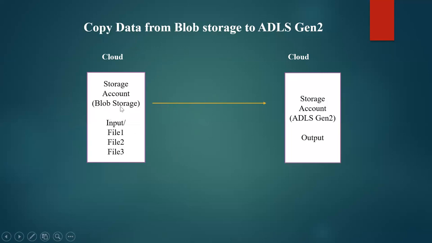I'm copying data from cloud to cloud only, but for different storage accounts. Here the source is a blob storage, and Data Lake Gen2 is the sink. This is the folder structure. Maybe I will have multiple files here, and I want to copy all these multiple files at a time to the output folder. That is the scenario. So to achieve this scenario, how many linked services are required?